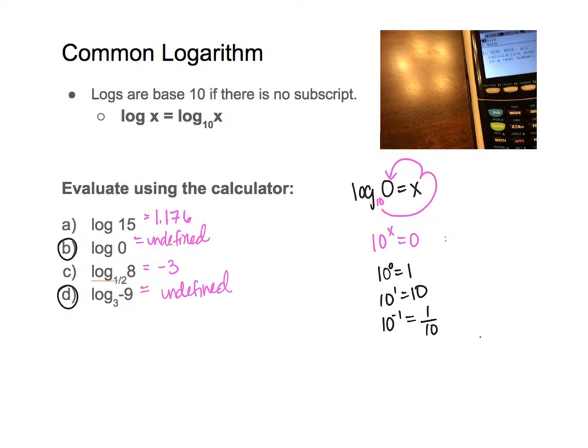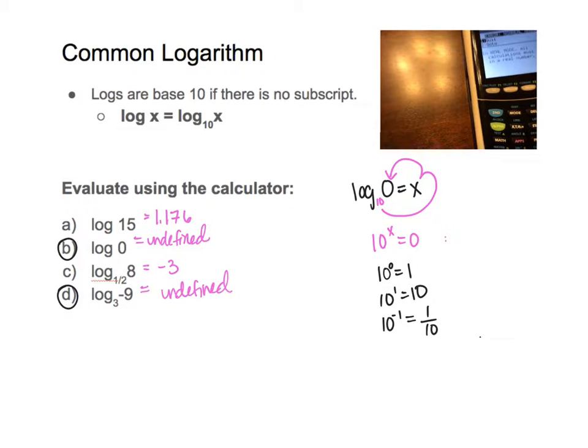So you can see here there are no values or exponents that could make 10 be 0. And so in this case, we have an undefined value because there's just not an exponent that makes the base 0. Now let's take a look at this one here.